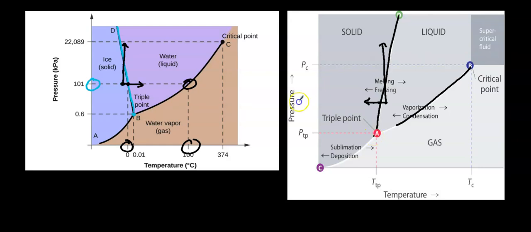Oh, I didn't mention this down here. So this line here, from left to right, is the process of sublimation. You're going from a solid directly to a gas. The opposite of that, going from a gas to a solid, that process is called deposition.